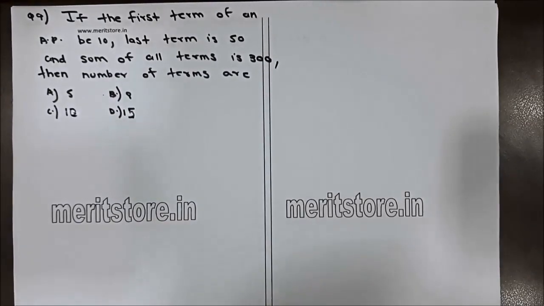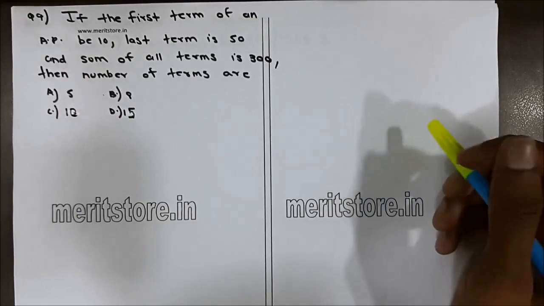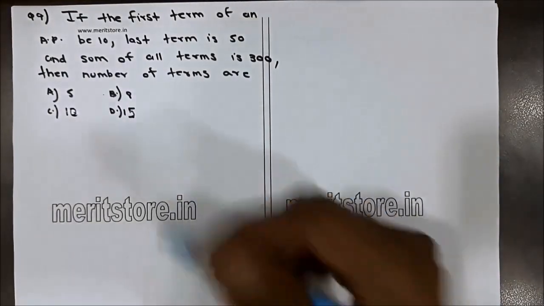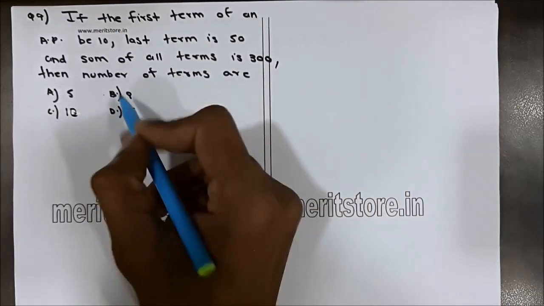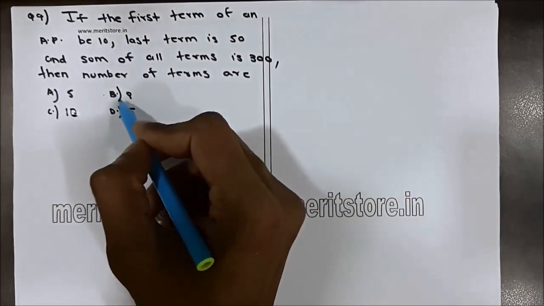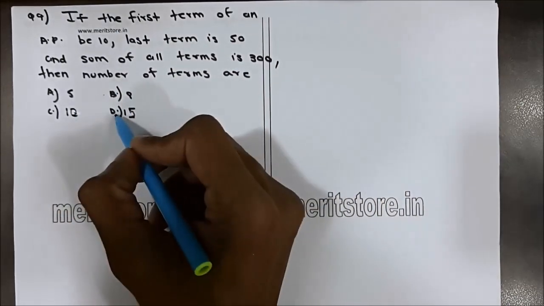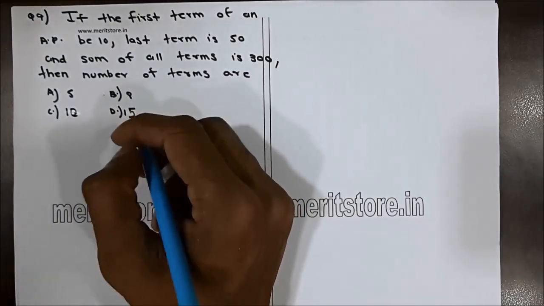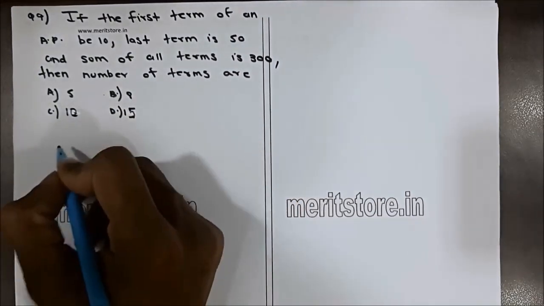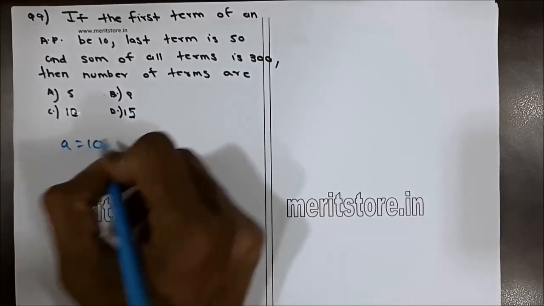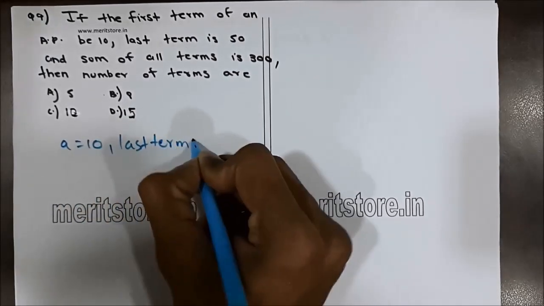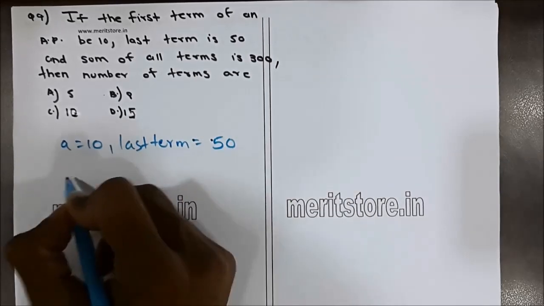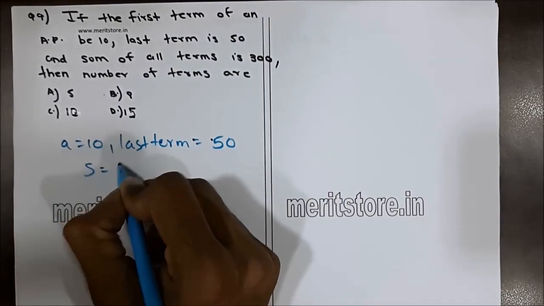Question 9. If the first term of an AP is 10, the last term is 50, and the sum of all terms is 300, then the number of terms is, we have 4 options: A 5, B 8, C 10 and D 15. So given the first term, that is a is equal to 10, the last term is equal to 50 and the sum, that is S, is equal to 300.